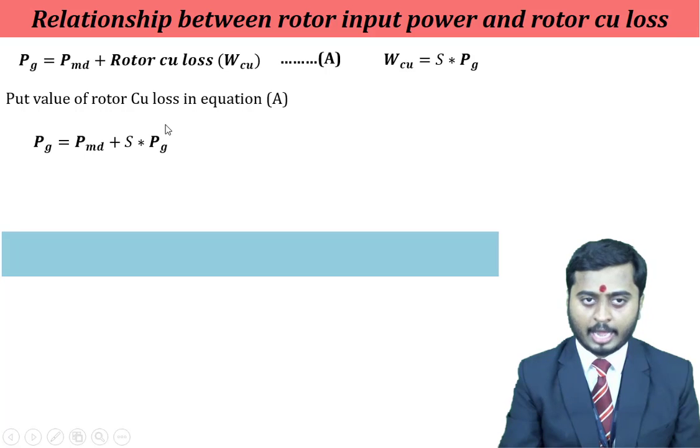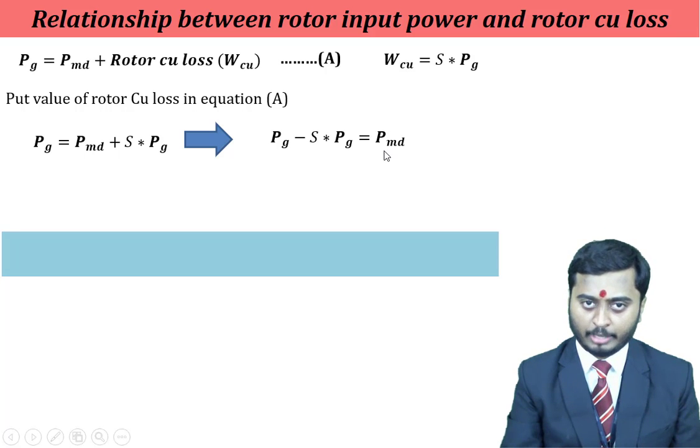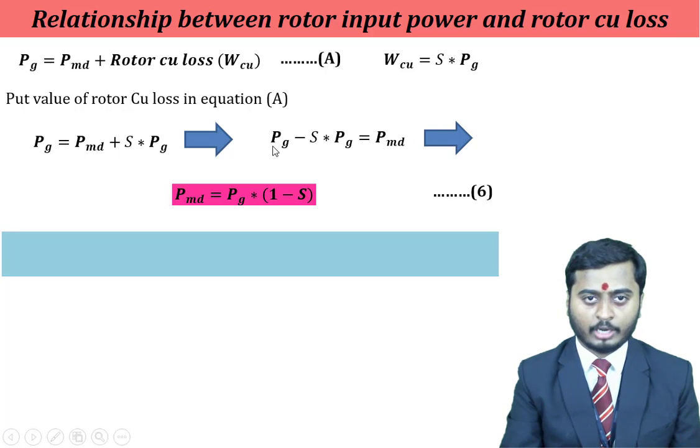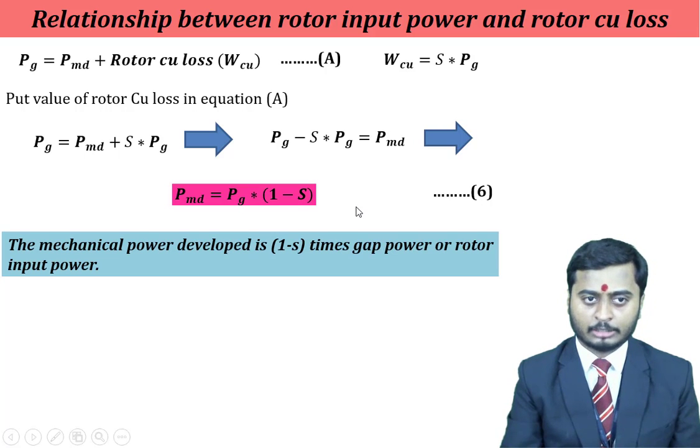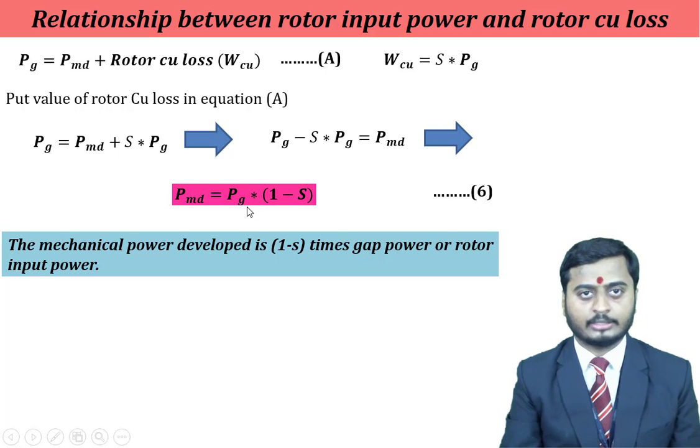Now what I can do? I can move this term S into Pg towards the left hand side. So I will get Pg minus S into Pg equal to PMD. From that I can write an expression, PMD will be equal to what? If I take Pg common, then it will be 1 minus S. So from this what I observe, the mechanical power developed is 1 minus S times the rotor input power or gap power. So this is the relationship between rotor input power and rotor copper loss.